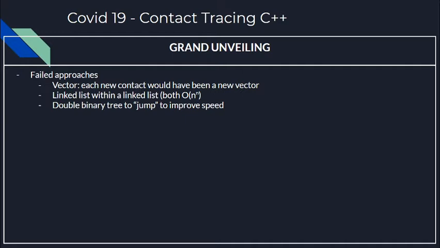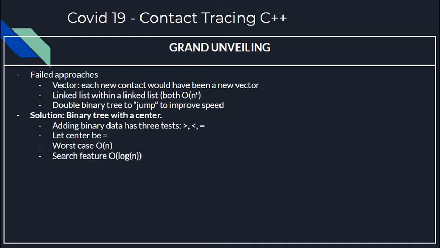I thought about doing a double binary tree to improve those two ideas. That is, let me store the pointers so that I could find it and then jump straight to that node. But implementing that was a pain. And that brings us to the grand unveiling. The solution was to have a binary tree and add a third location where it can go. So normally you have a binary tree, you have left or right. But let's put a third part that's called a center.